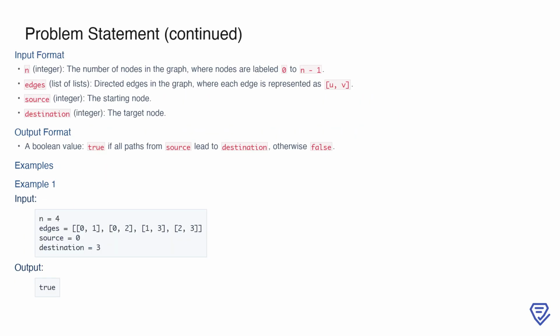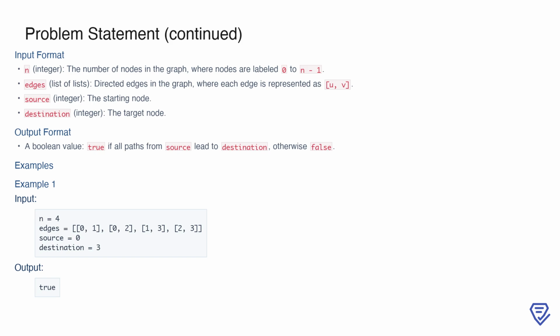Now, let's take a closer look at the input and output formats. The input includes three main components. First, n, which defines the number of nodes in the graph, labeled from 0 to n-1. Second, edges, a list of directed edges, where each edge is represented as u, v, indicating a connection from node u to node v. Third, the source node, where all paths start, and the destination node, which represents the target that all paths must lead to.